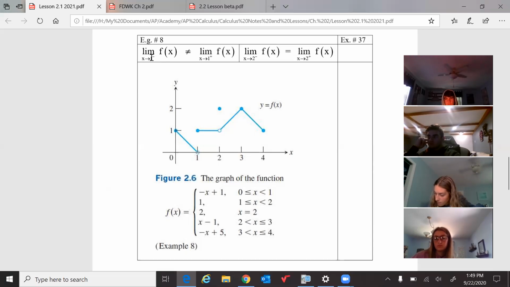The limit as x goes to 1 from the left. The height, f of x is the height, does not equal the limit as x goes to 1 from the right of the height. So we're right on the axis. I'm going towards 1 from the left. The height is going to 0. Now I'm going towards 1 from the right. The height is going to 1. They're not equal.